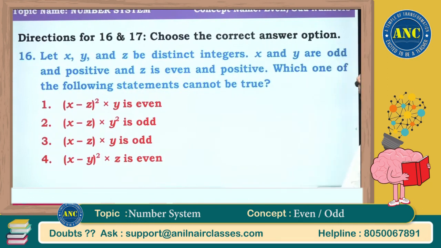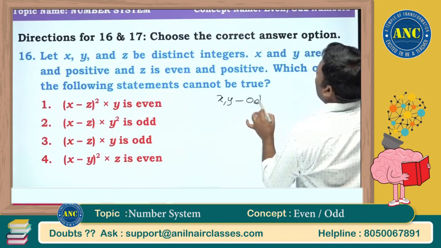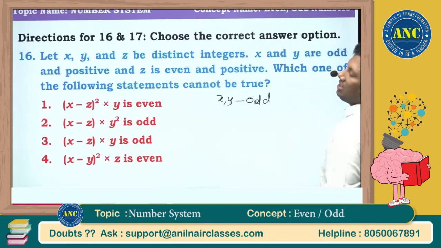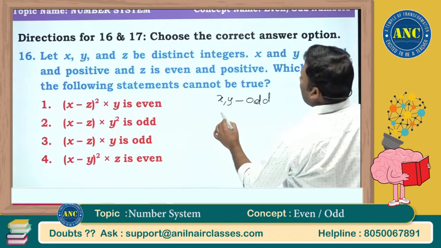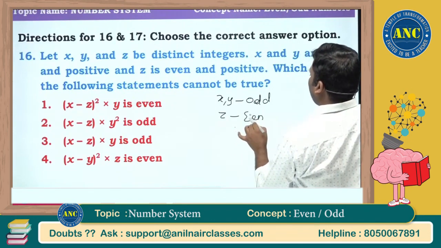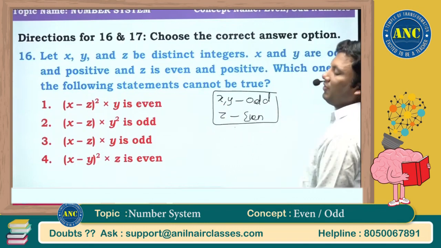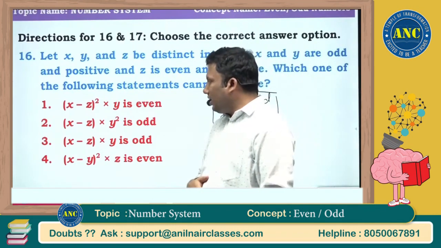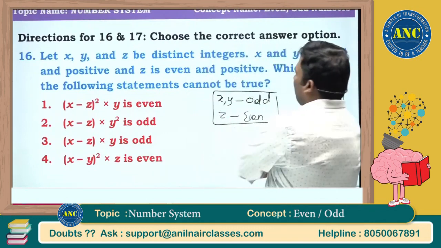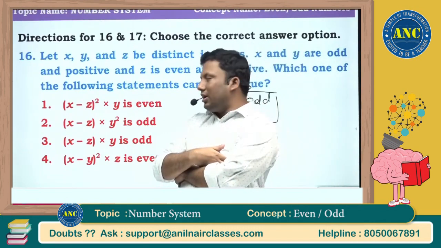Now see here. This is a CAT level question, sir. Let x, y, z be distinct integers. X and y are odd, and it is clearly mentioned that it is a positive number. Z is even. Both are from the natural number set. X, y are odd and Z is even. Which of the following cannot be true?